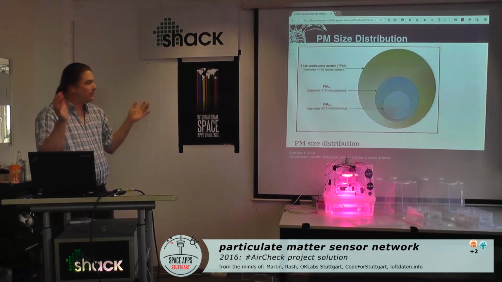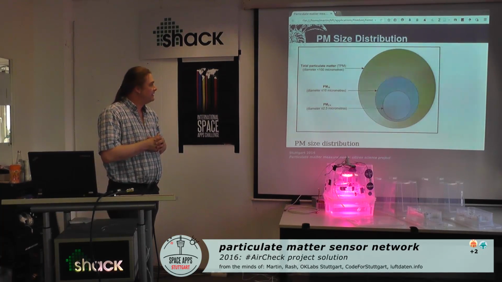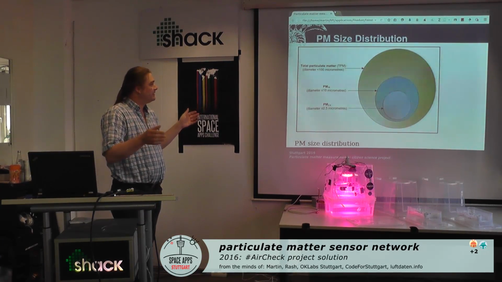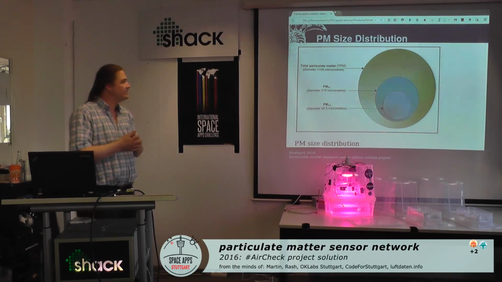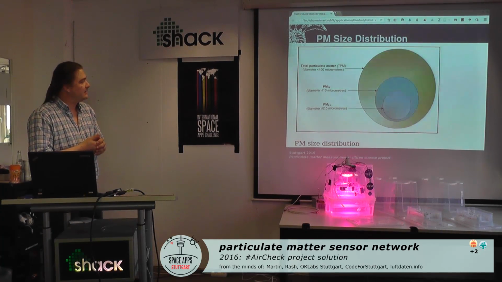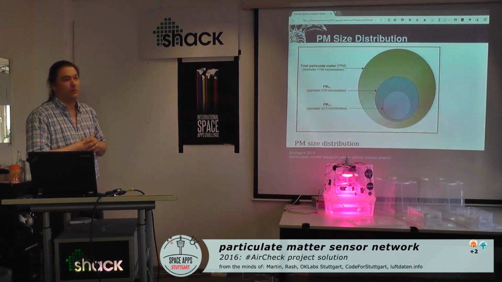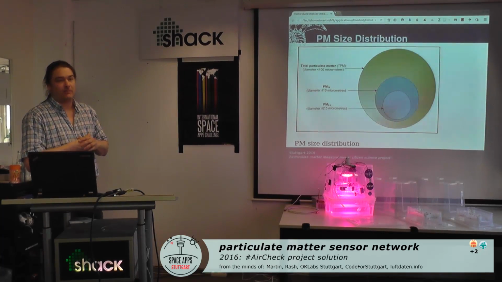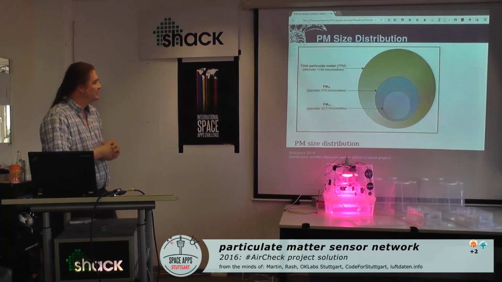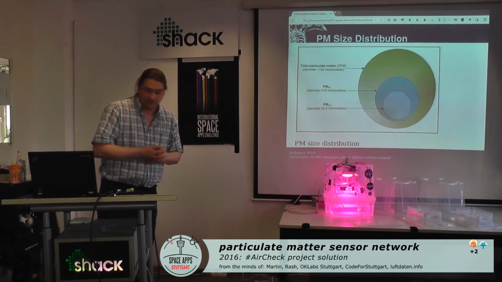What's the distribution of these particles? We have a total particle matter below 100 micrometers, and you see here the circles for PM10 and PM2.5, which are part of this whole total particulate matter.